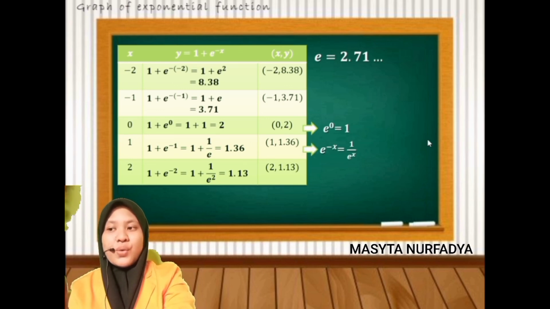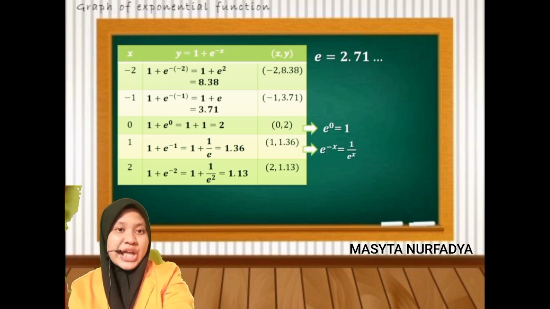If we input 1 into the equation, then we get 1 plus Euler to the power of minus 1. Remember again the properties of exponential functions. Euler to the power of minus x equals 1 over Euler to the power x, which means y equals 1 plus 1 over Euler equals 1.36. So y equals 1.36.